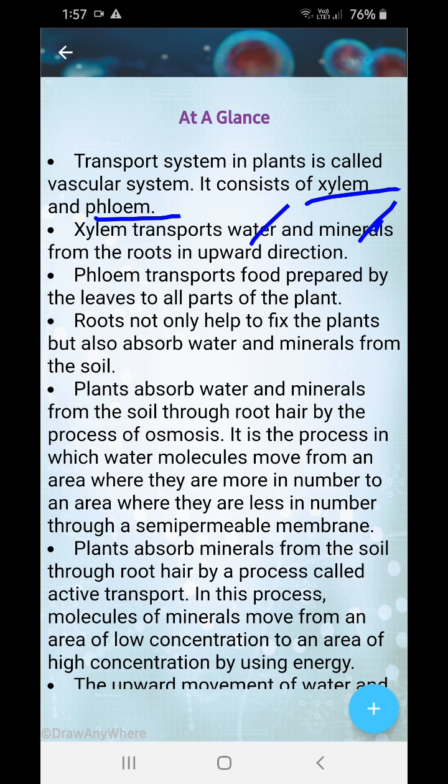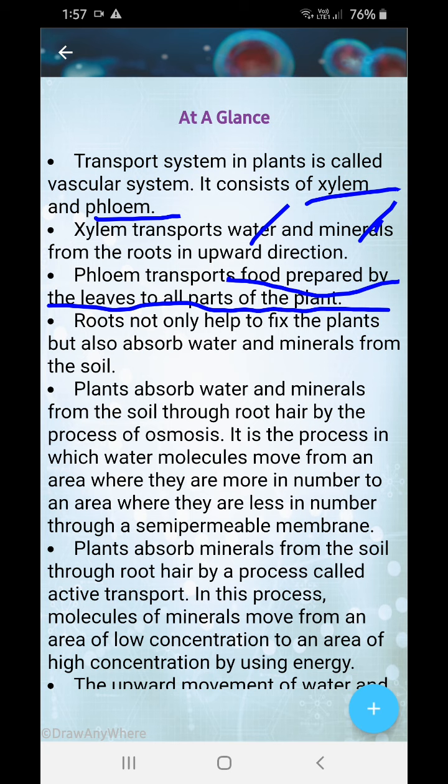Now, tissues are a chapter in class 7. I have done it. You may see it if you like. Then you will understand more about the xylem and the phloem. So, what does xylem do? Xylem transports water and minerals in the upward direction. And phloem transports food prepared by the leaves to all other body parts.